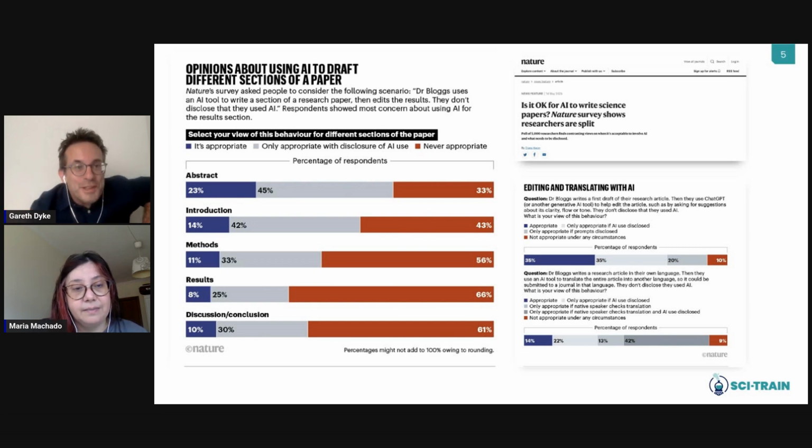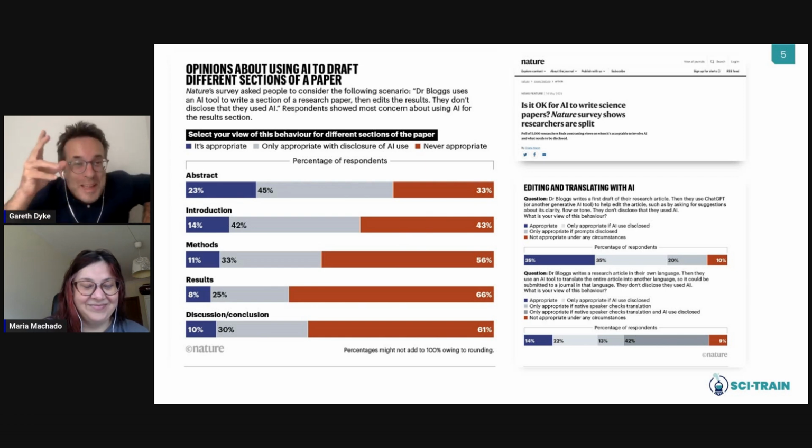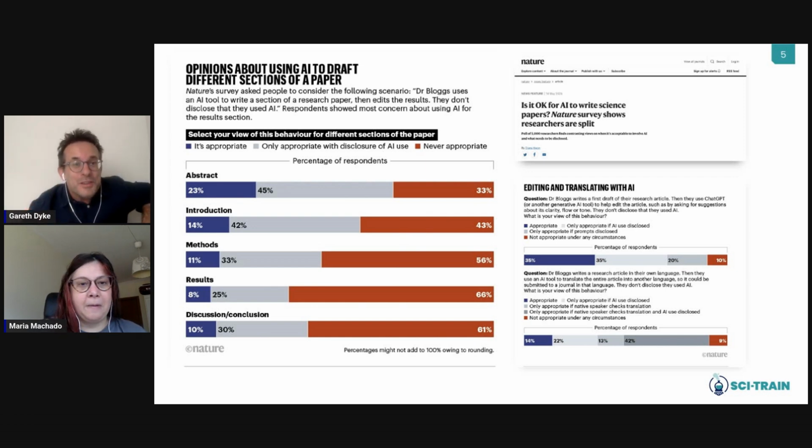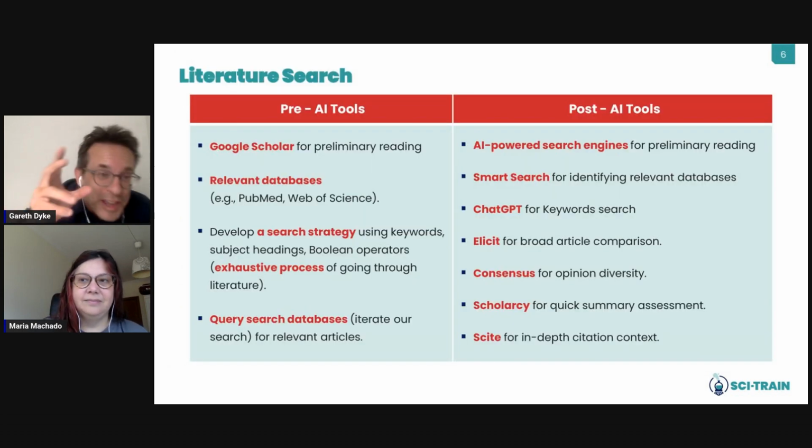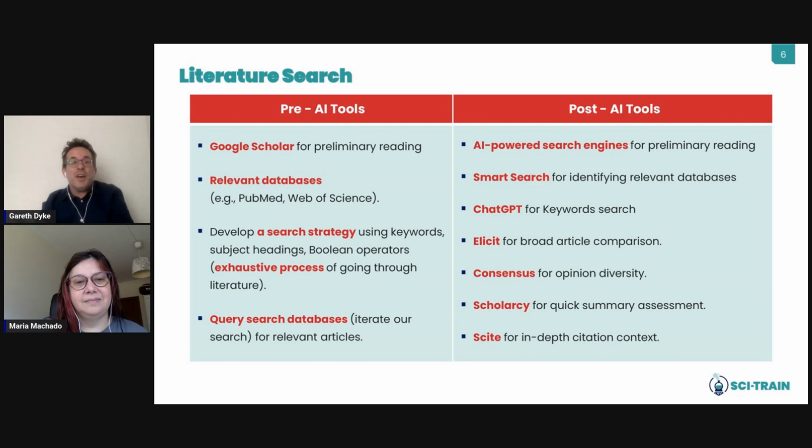So publishers, if you're listening to this, where are the guidelines? Where's the coherency? Where's the unified set of guidelines to help researchers understand what they could, what they should, and what they can't be doing with AI?